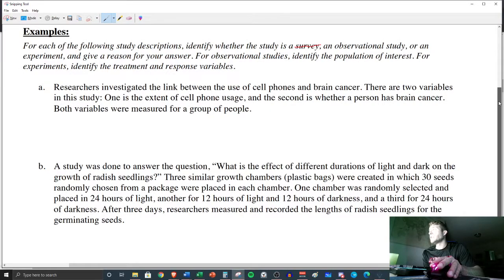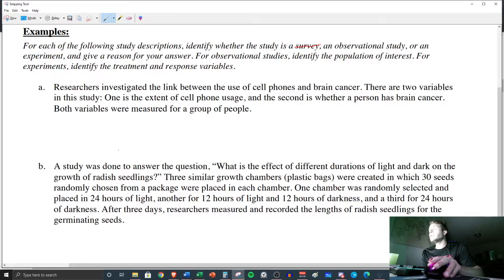Okay, so the first one, it says researchers investigated the link between the use of cell phones and brain cancer. There are two variables in the study. One is the extent of cell phone usage, and the second is whether a person has brain cancer. Both variables were measured for a group of people. Okay, so we'll pause and you will have a chance to answer this one, either observational study or experiment, and make sure that you include the other things that we need if it's one or the other of those.